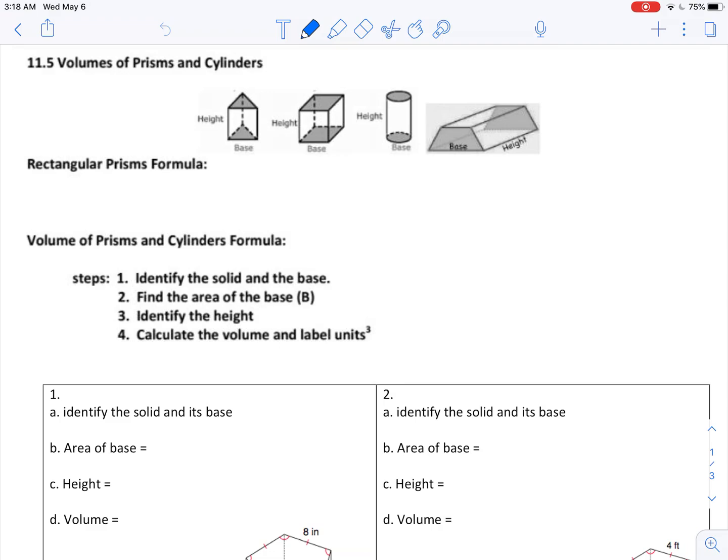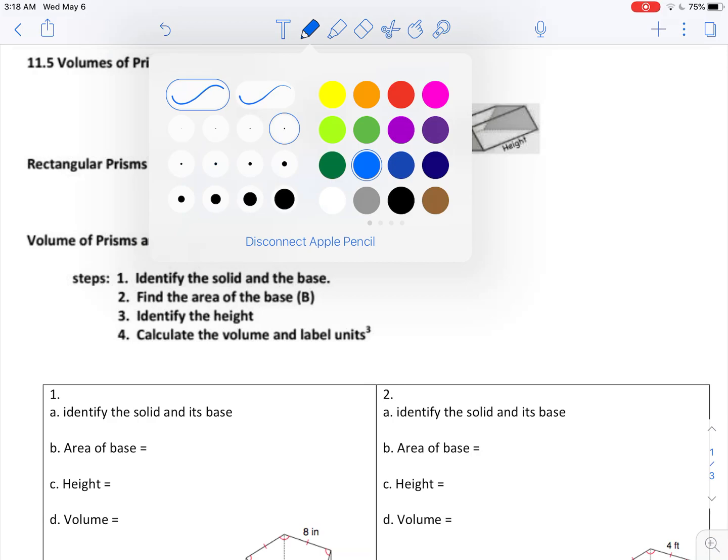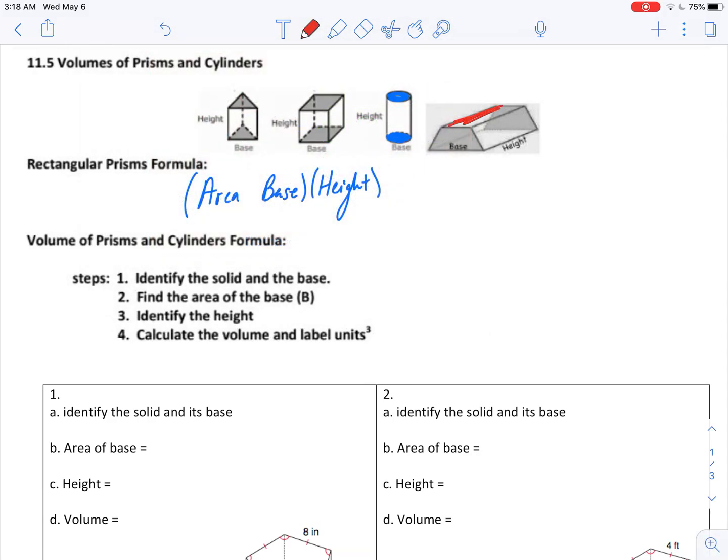And again, these volumes, it's the area of the base times the height. And you got to be careful about what that base is. So the base is going to be those two congruent sides that aren't rectangles. So here I've got some trapezoids here, and you can see that all of these other sides are going to be rectangles.